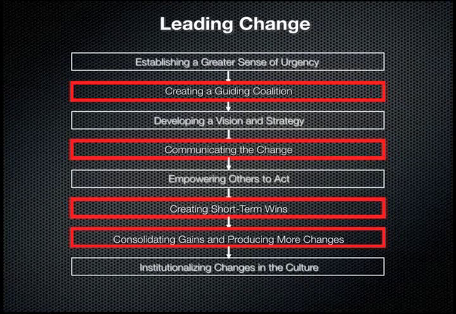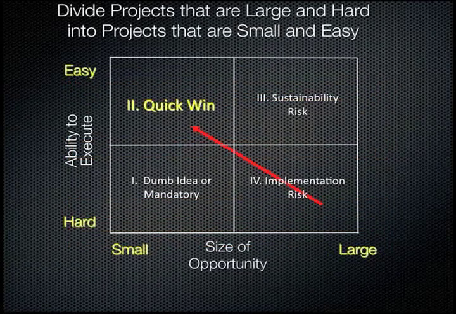Establish a sense of urgency, create a coalition, develop a vision and a strategy, communicate the change, empower people to implement and to act, create those short-term wins, which we're going to talk about in just a second, consolidate gains and produce more advantages, and finally institutionalize the change into the culture. The items there in the red boxes are those parts that are absolutely critical to IT projects: guiding coalitions, communicate the change, create short-term wins, and then consolidate the gains and produce more changes.